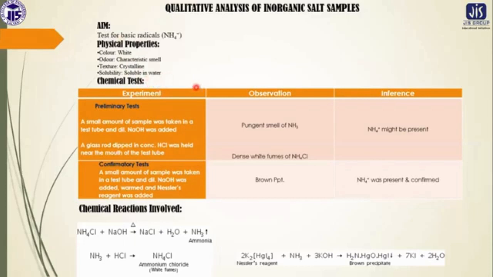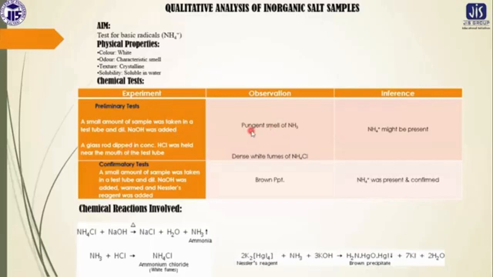Then the chemical tests, that means the wet test, preliminary test and confirmatory test. So here you have to make a table with experiment, observation and inference. First of all, in the experiment preliminary test, we take a small amount of sample in the test tube and dilute NaOH is added. What happened? Pungent smell is coming. Already you saw that, okay?